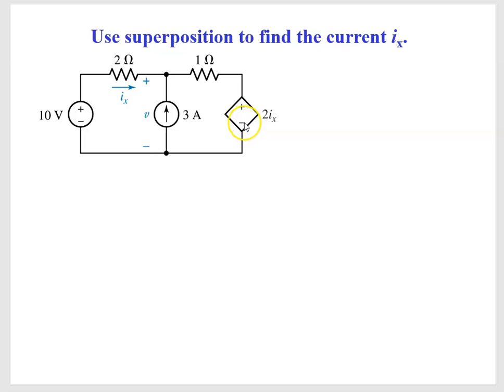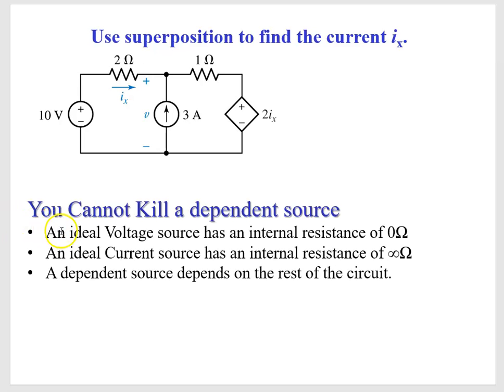But what about this dependent source? Can we kill a dependent source in superposition, or do we have to leave that in the circuit? We cannot kill a dependent source. That's key. An ideal voltage source, we say we kill that by making it a short circuit. It has 0 volts, but additionally, an ideal voltage source has an internal resistance of 0 ohms. So when we kill it, we get 0 ohms and we get a short circuit.